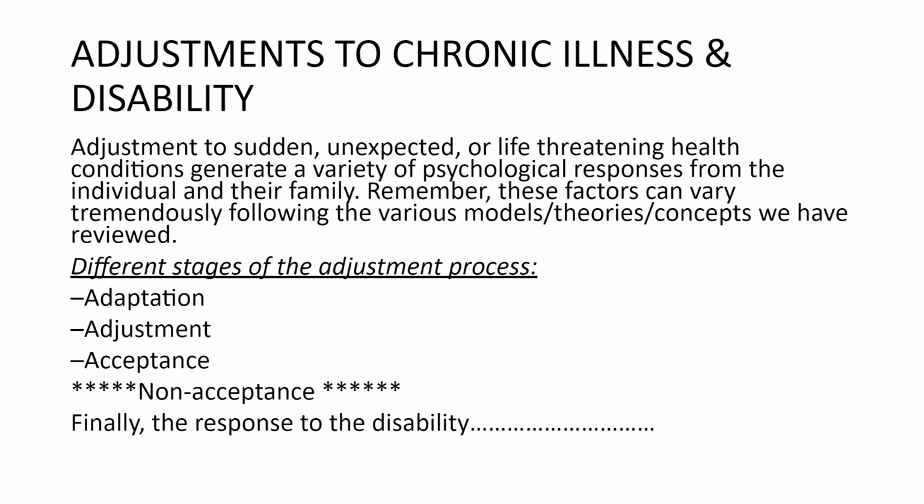The gist of it I got out of all of it is that, based on the various models and theories and concepts reviewed, there are different stages that a person would go through, but not limited to. But they talked about adaptation, adjustment, and acceptance of their disability. And some never accept, or not for a while. You know, they're in denial or different things like that. And then finally the response to the disability and finally accepting it.